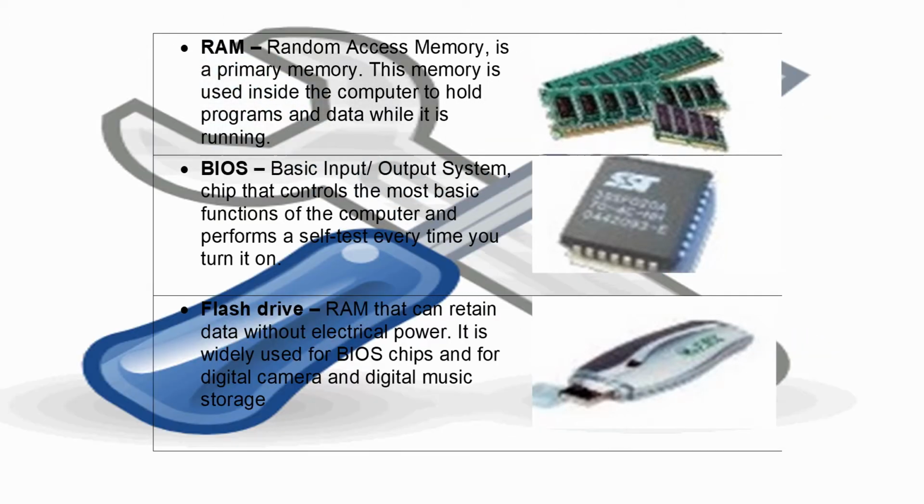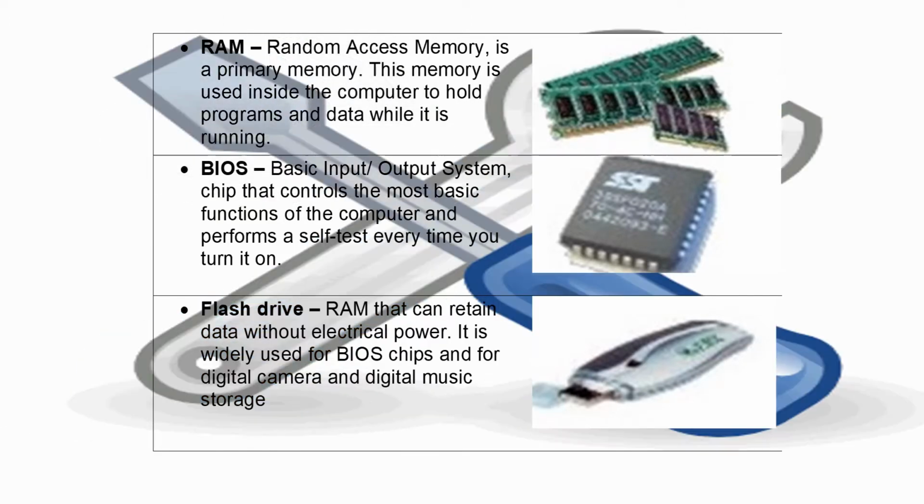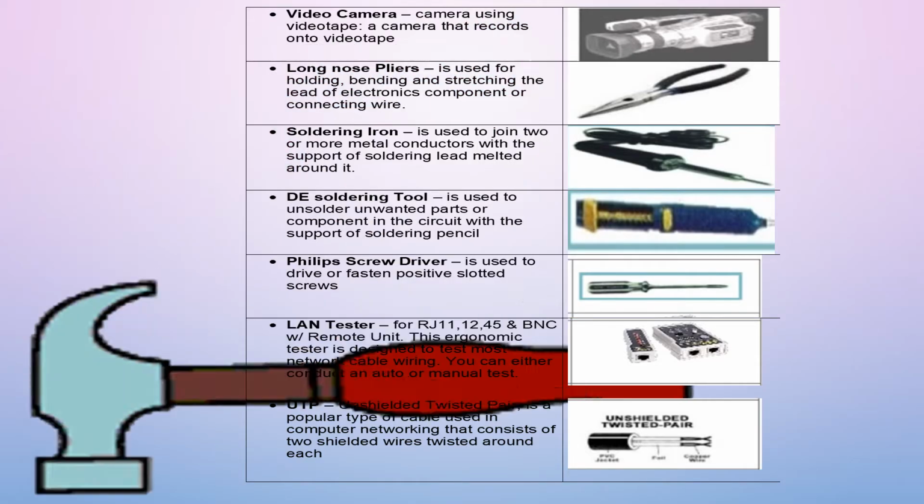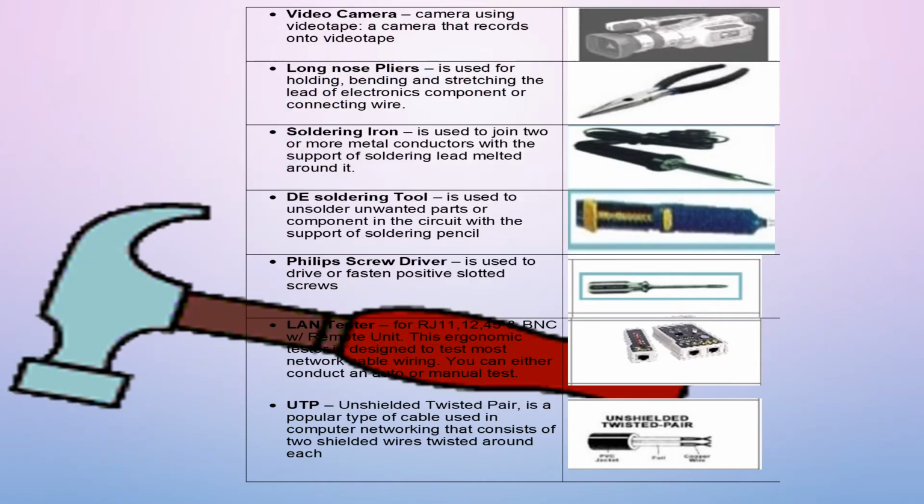Flash drive, a memory that can retain data without electrical power. It is widely used for BIOS chips and for digital cameras and digital music storage. The next we have video camera. Camera using videotape, a camera that records onto videotape.